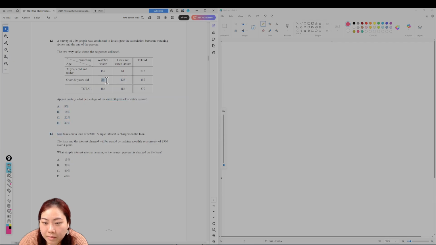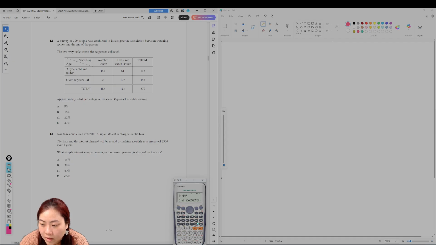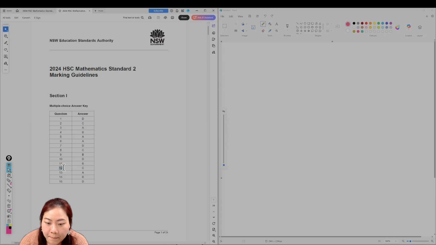Oh, this one here. 34. Approximately what percentage of the over 30 year olds, so not of everyone, just the over 30 year olds, watch anime. So it'll be 34 over 157. 34 divided by 157. 22%. Let's say 12C. Yeah.